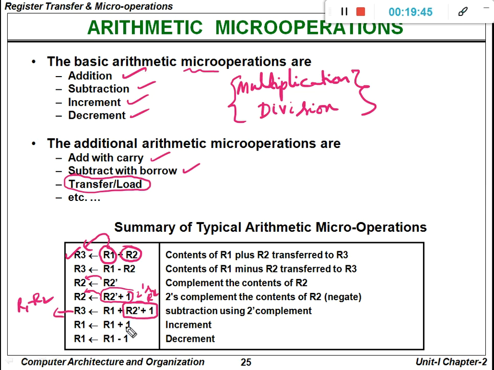Next one is the increment operation. So R1 ← R1 + 1. And R1 ← R1 − 1, the decrement operation. These are the basic arithmetic micro operations we need to remember. Okay, these are the basic arithmetic operations we need to remember. Now let us see how to perform these arithmetic micro operations using basic building blocks.